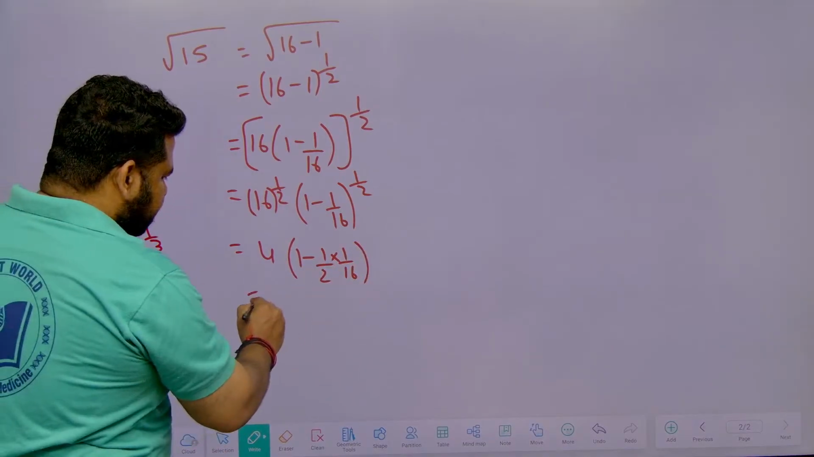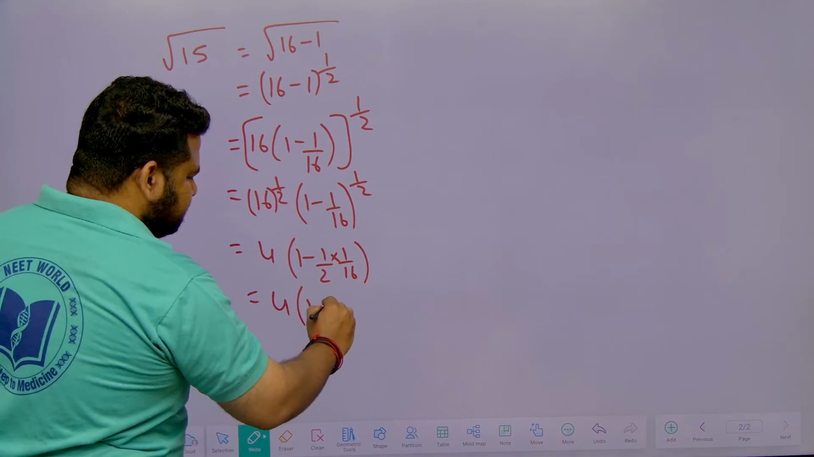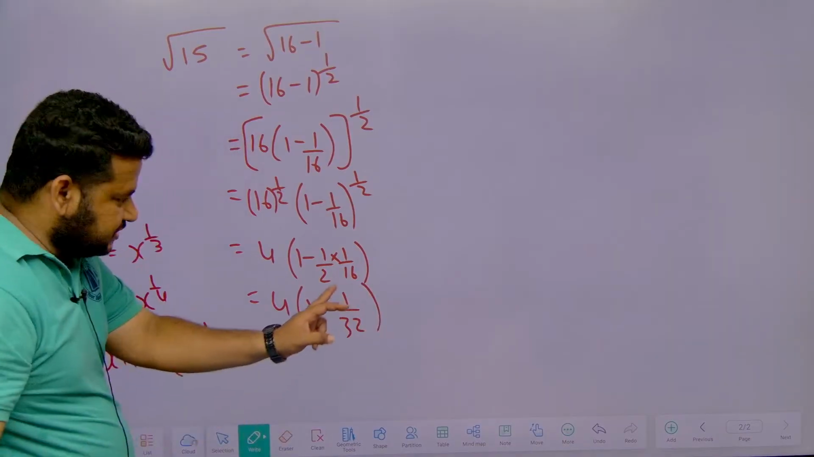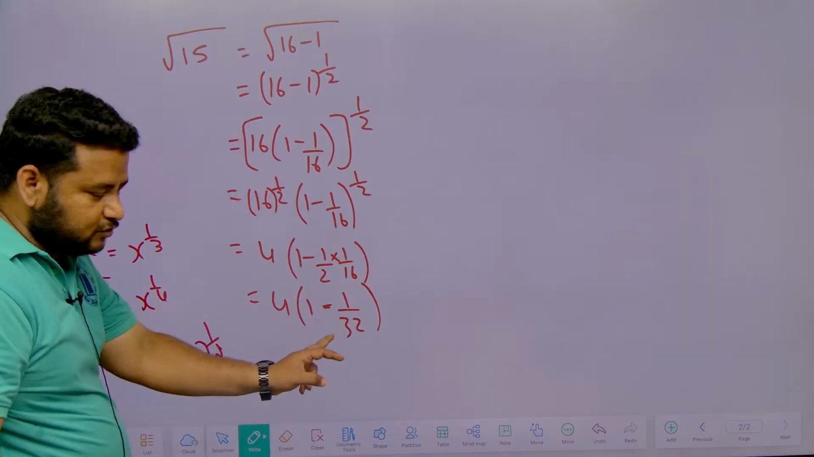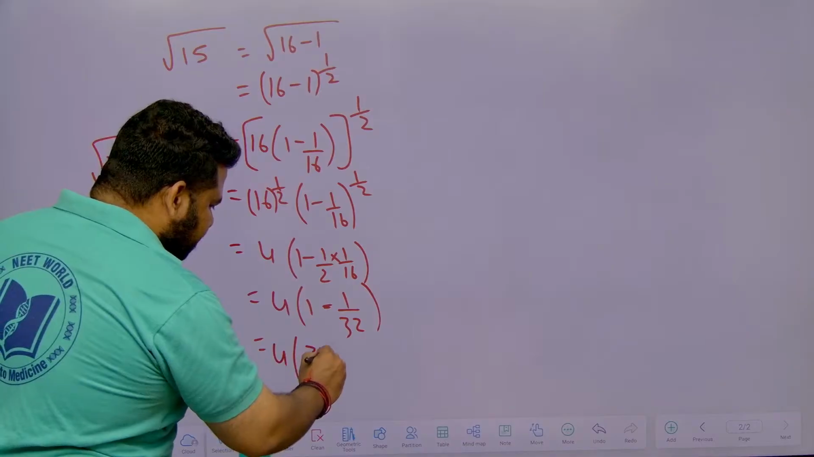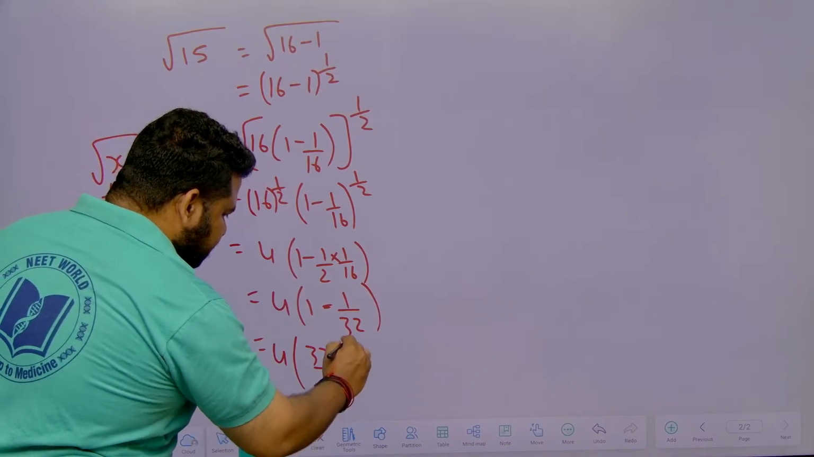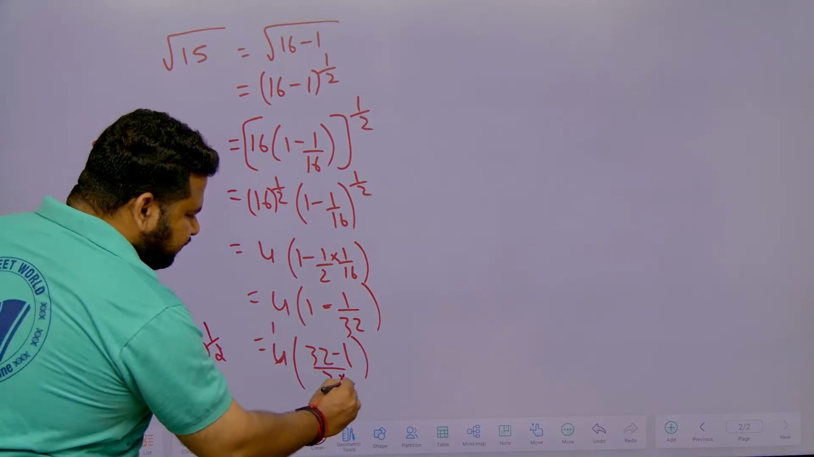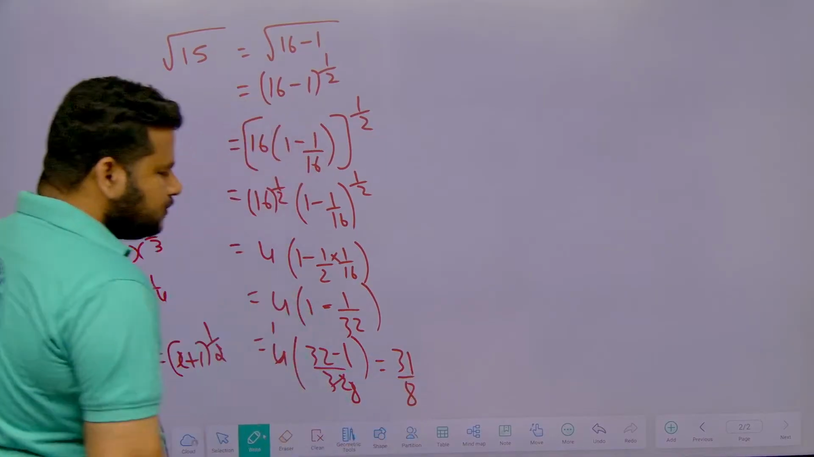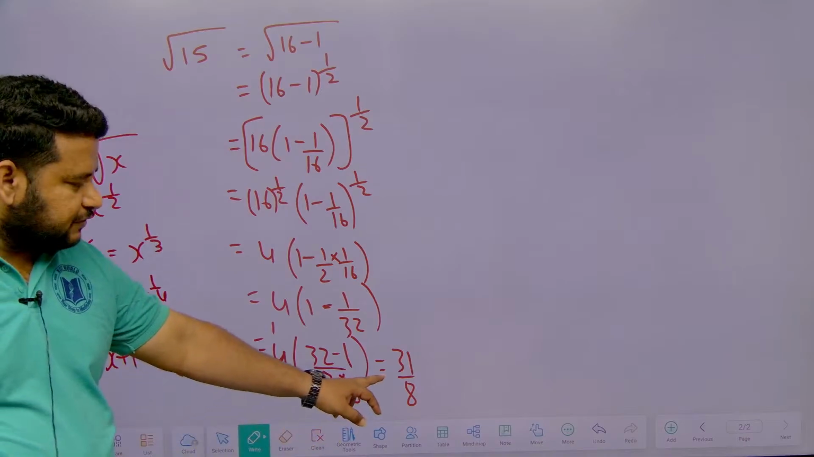4 into 1 minus 1 by 16 into 2 is what? 16 2s are 32, so 1 by 32. LCM is 32, so you will have 4 into 32 minus 1 by 32. 4 8s are 32, minus 1 is 31 by 8. You got 31 by 8.